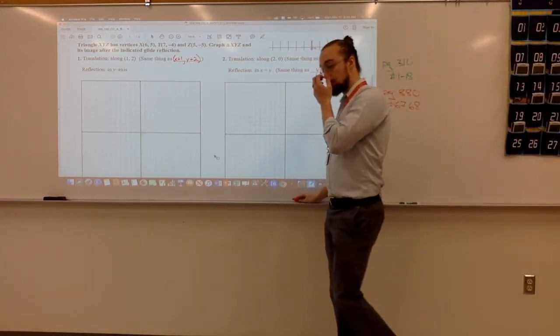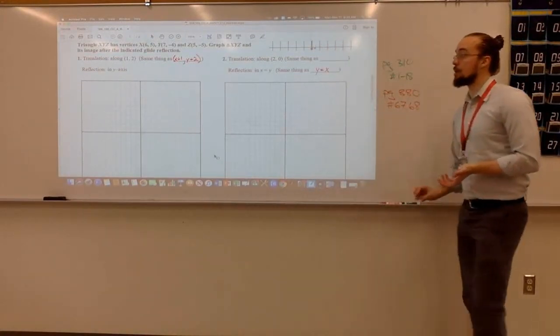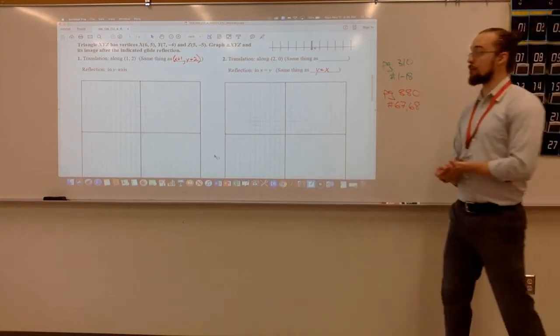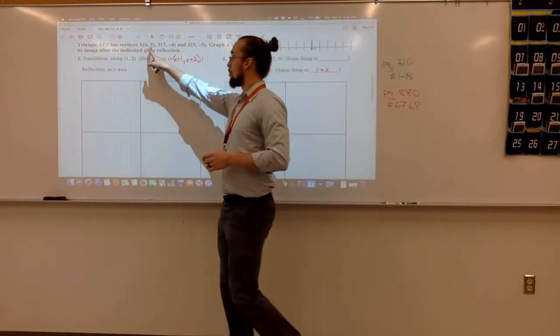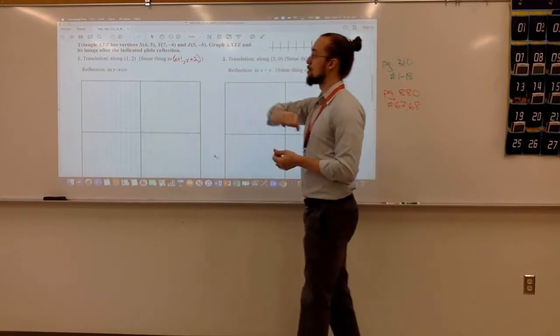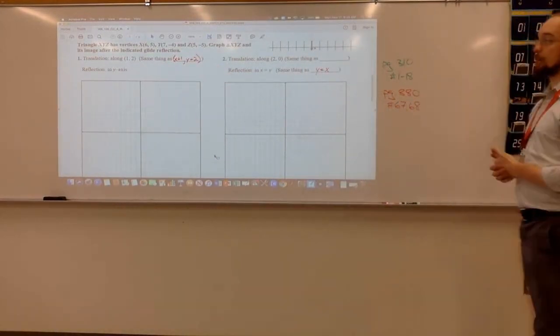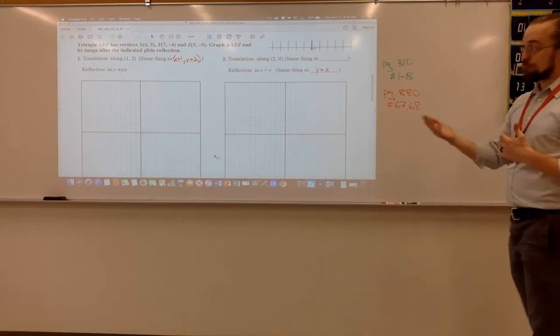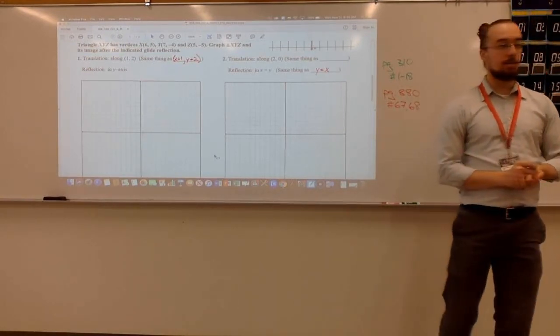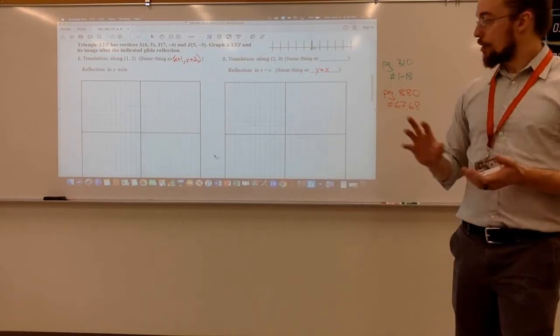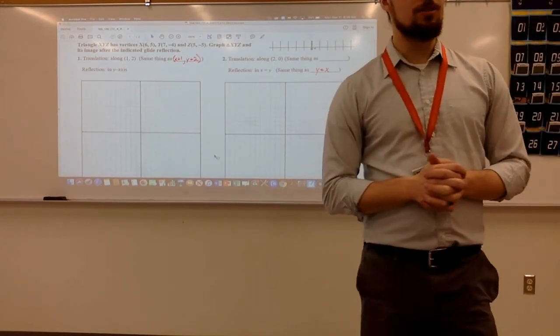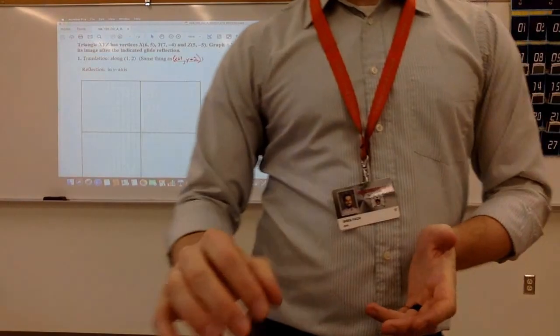So let's take a few minutes and practice a couple of these. We're taking our original triangle. It's got these 3 coordinates. For number 1, translating it and then reflecting it. For number 2, again translating and then reflecting. Then on the back, we've got a few different operations. So let's take a few minutes.